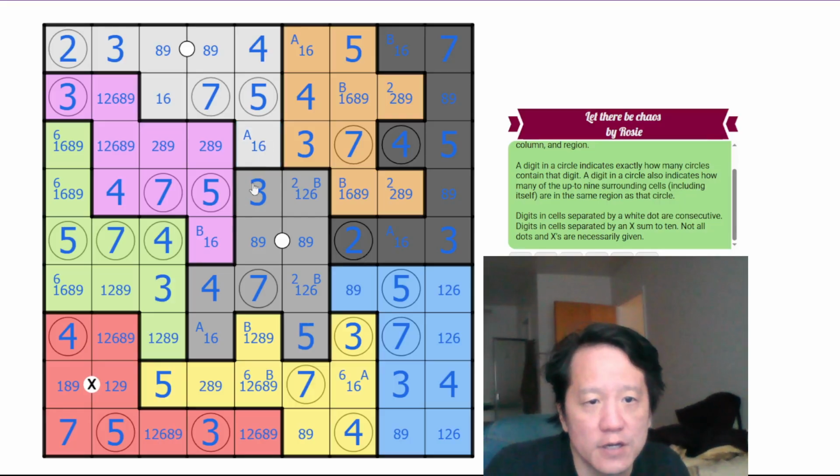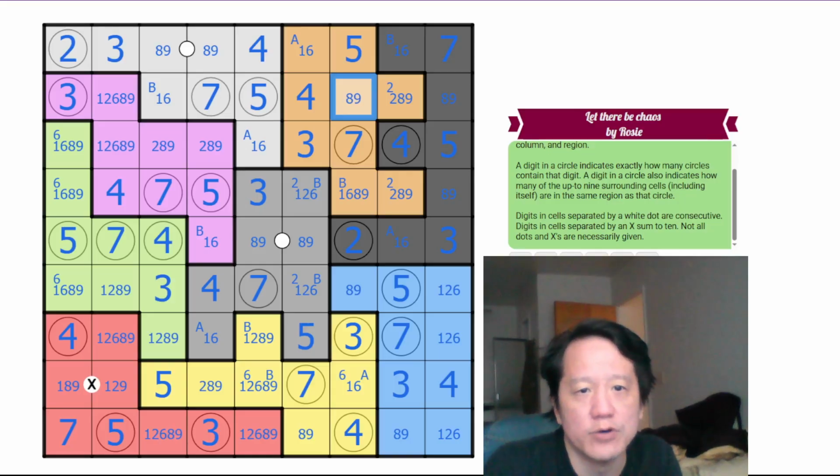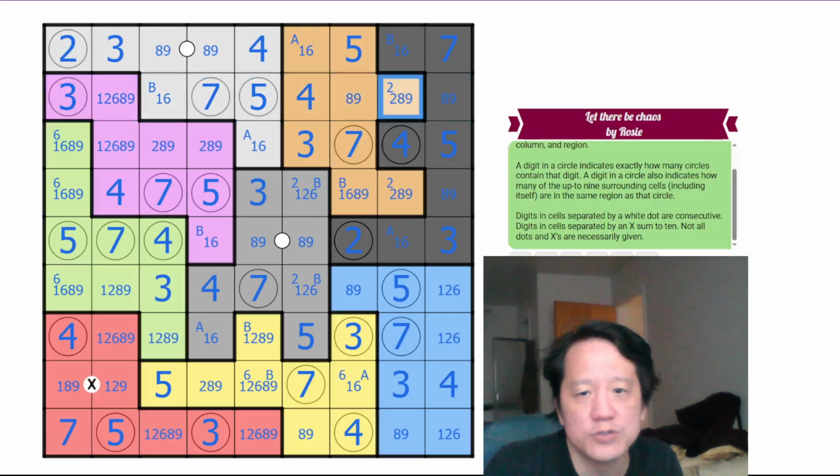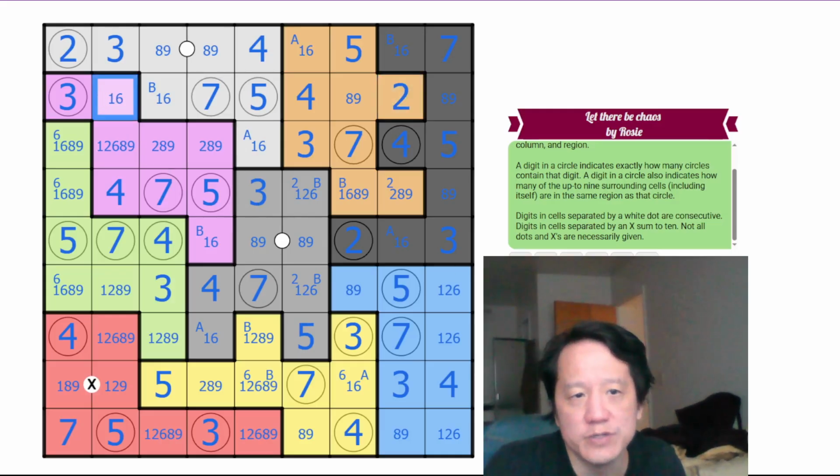So this is A. We have A here, A here. Okay, this can't be A. It's B, which means this can't be B. So this can't be 1 or 6. It's 8 or 9. We have an 8, 9 pair in row 2, which eliminates 8 and 9 in the rest of the row. So this can't be 8 or 9. It's 2. This can't be 2, 8, or 9. It must be 1, 6, and is A. That eliminates 1, 6 in the rest of the pink region.